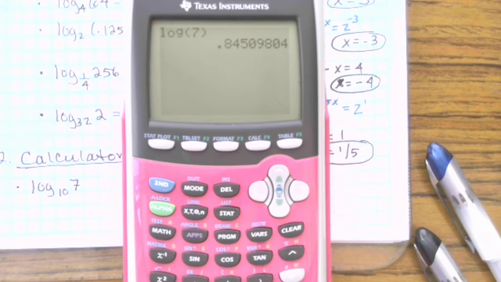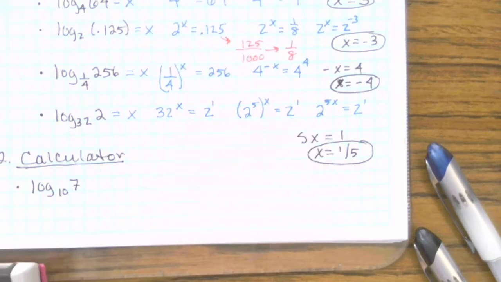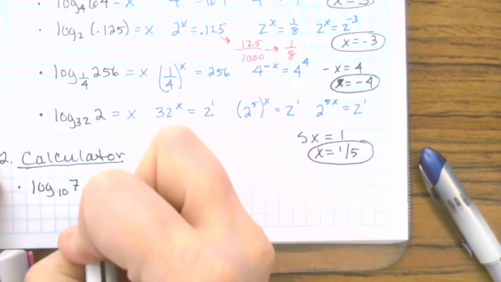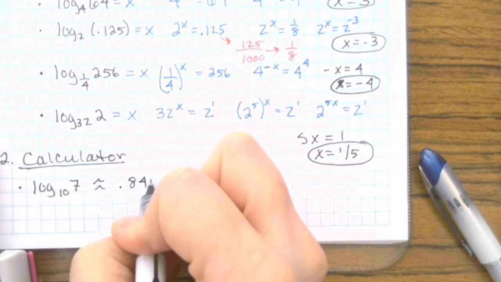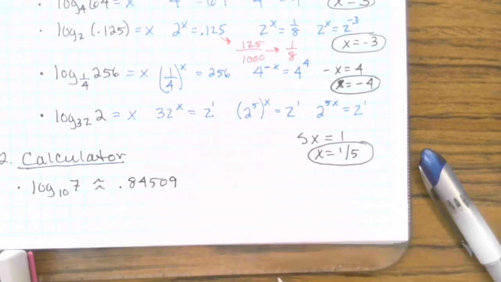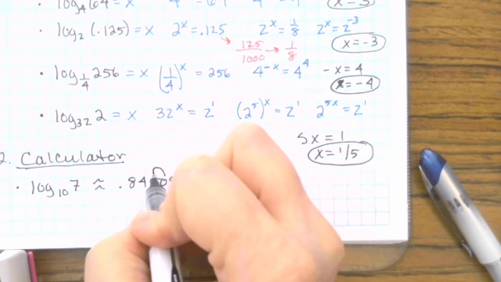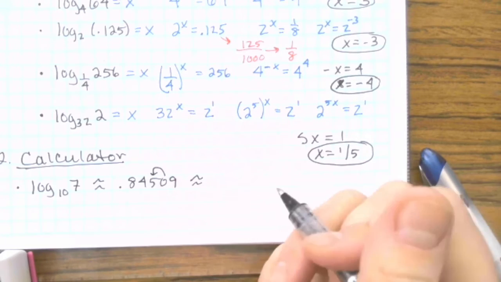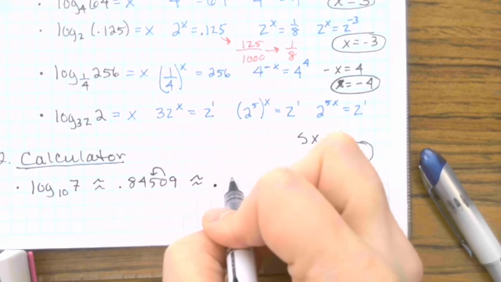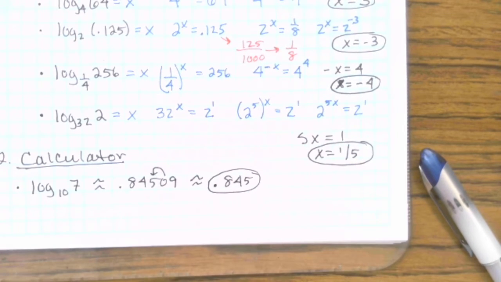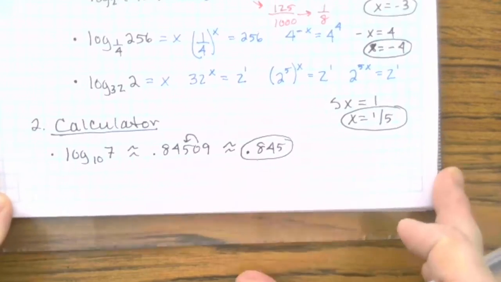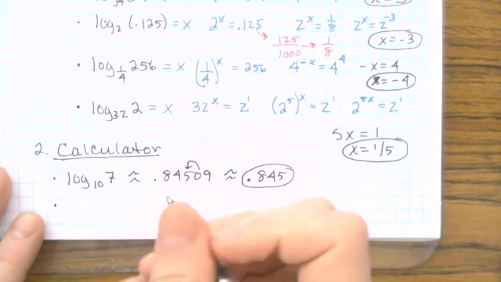And typically you go out like 5 places. You round back to 3, so you want to go out at least 4 places, 0.84509, and then you'll do what the directions tell you, but if it's round to 3 places, the 0 rounds the 5 to stay a 5, and we get 0.845. So that one was pretty simple, but now we're going to do one that doesn't have a standard base.